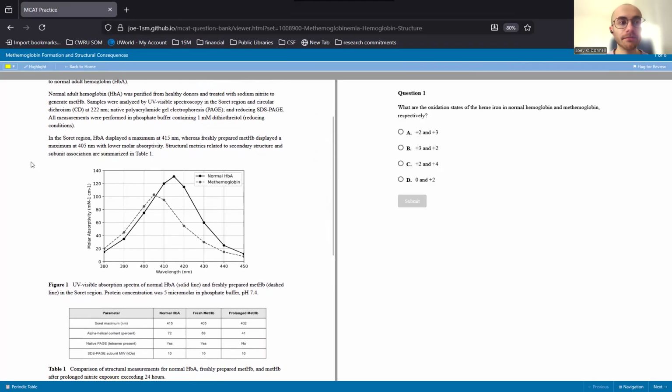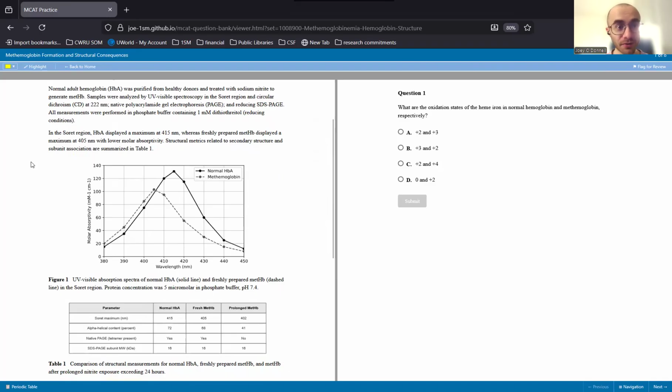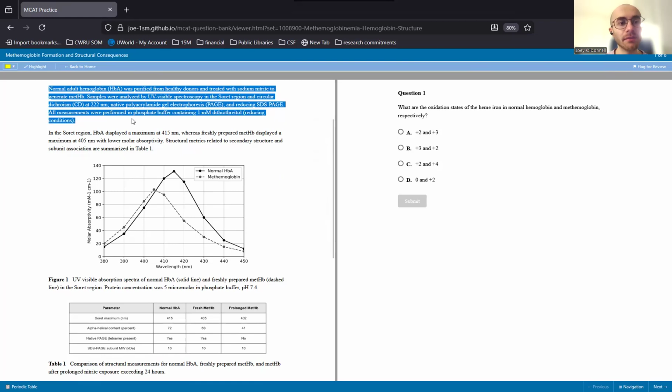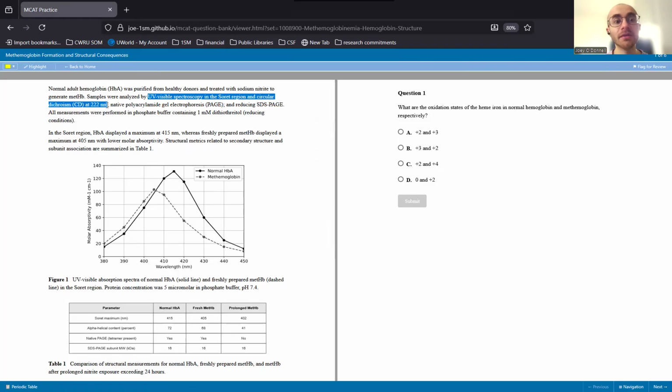But just to go through it quickly, what I see here is how the hemoglobin is turned into methemoglobin, which, remember, is our oxidized version. We see some details about our methodology. Do I know what these terms mean here? No, I don't know what this SORA region is. I don't know what the relevance of circular dichroism is. I don't know that, right?